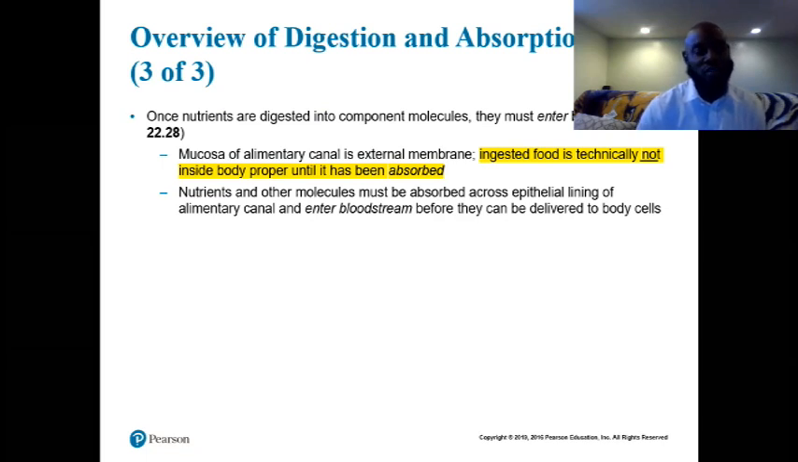Like I said, if you swallowed a really small marble, it would actually pass through your whole digestive system and it would come out in your bowel movement. It would not be absorbed into your body technically. Whereas the things that we do eat, carbohydrates, proteins, lipids, nucleic acids, are absorbed into our body.